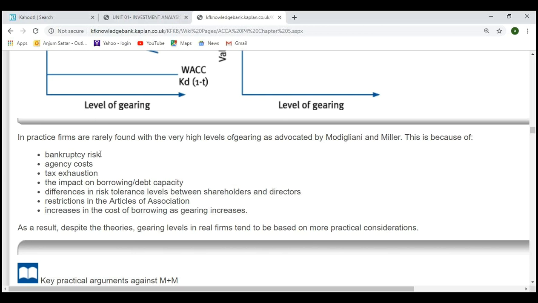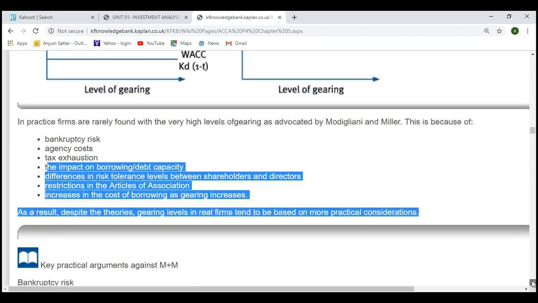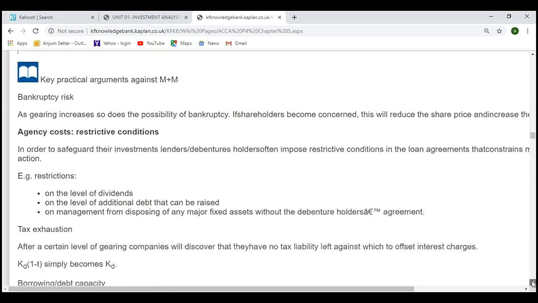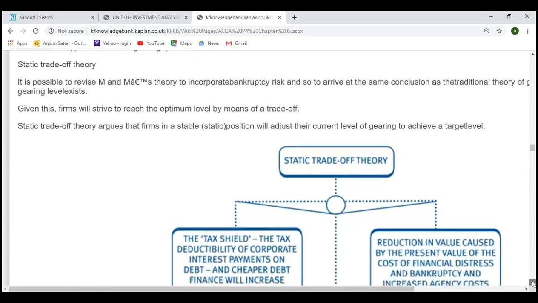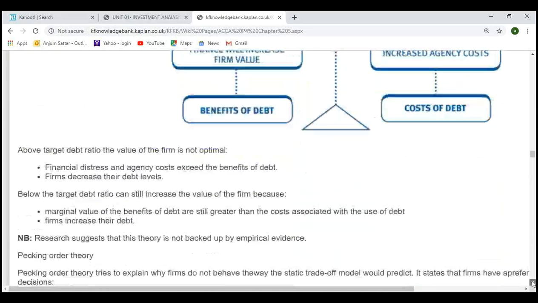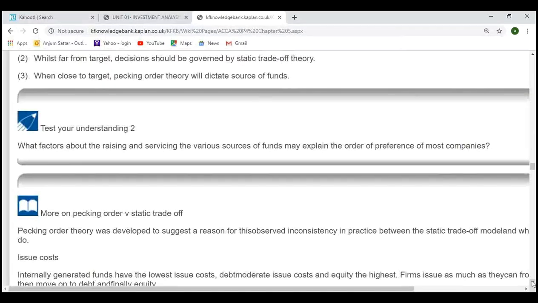We can look at bankruptcy risk, agency cost between agents, the tax impact of borrowing, and debt capacity, and all these. Then the other theory is against this theory as well. There are a lot of examples there. I'm not going through all of them, but cost of debt and benefit of debt.